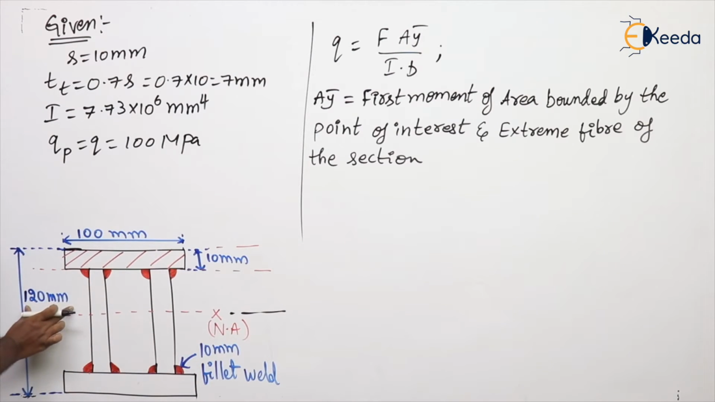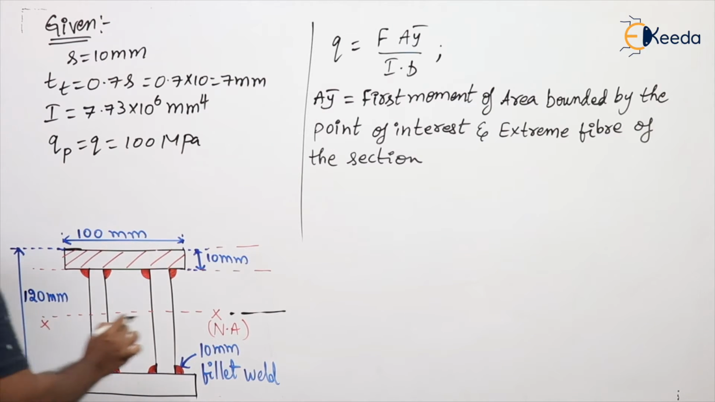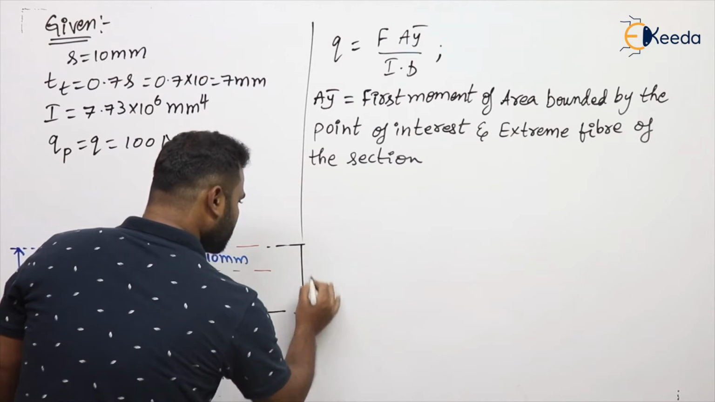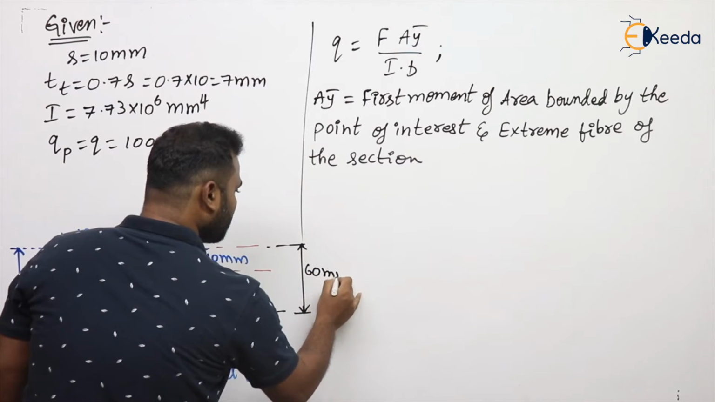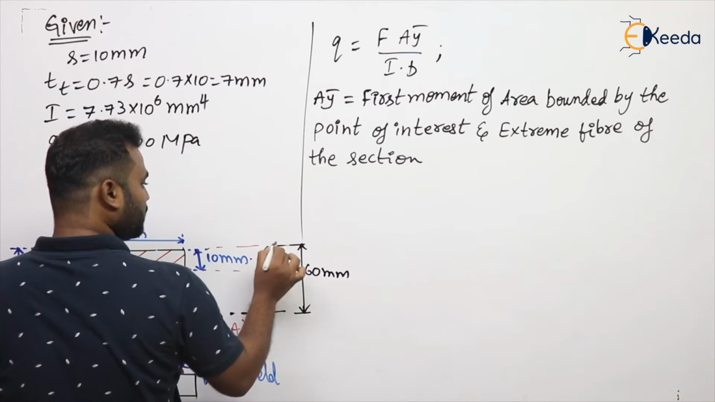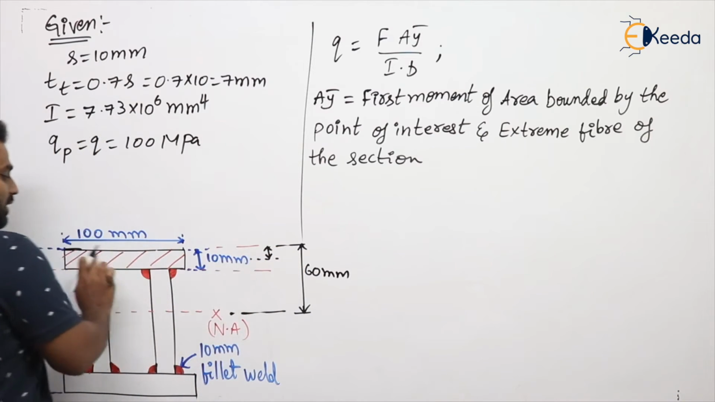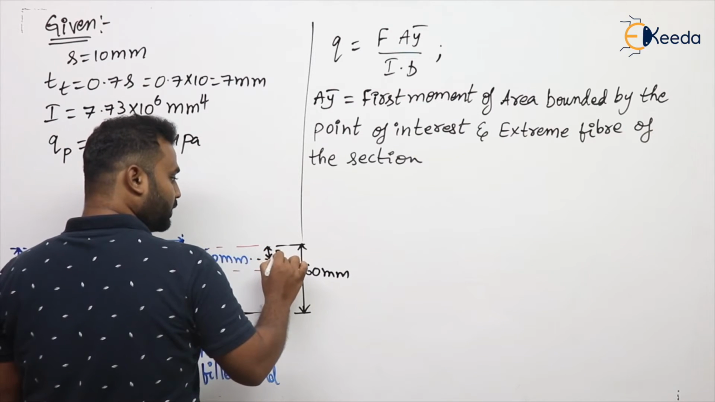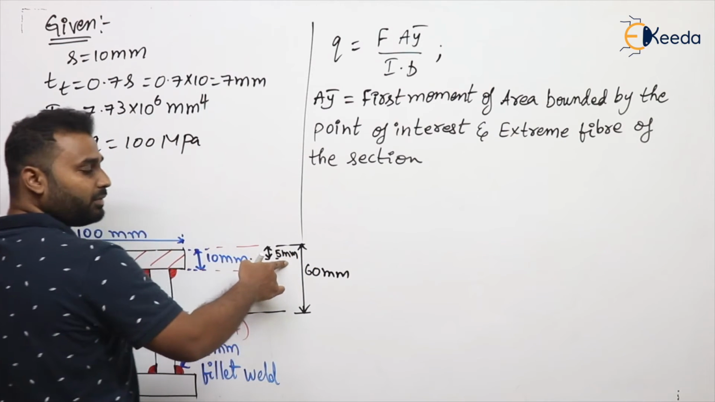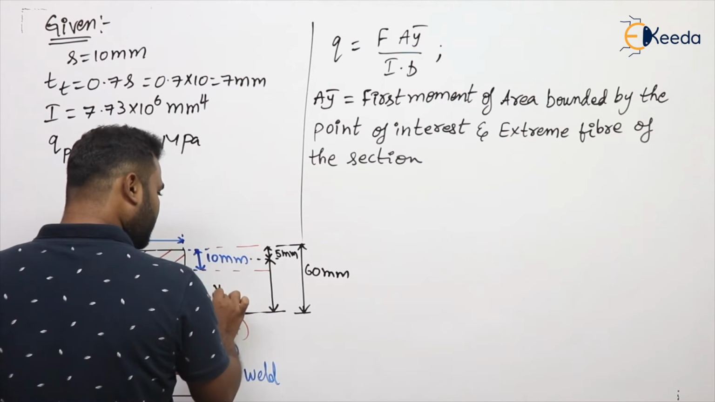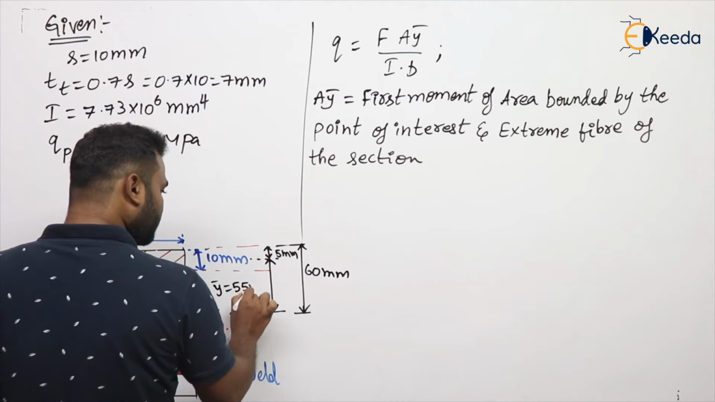So see here, total is 120. Yes or no? So total is 120. So it means half, as total is 120, then obviously half of 120 is 60, right? From that, subtract this. It means half of 10 is 5. It means CG of this shaded portion from the top lies at 5 mm. So from the top, CG of the shaded area lies at 5 mm. Then this is Y bar, which is 55 mm.